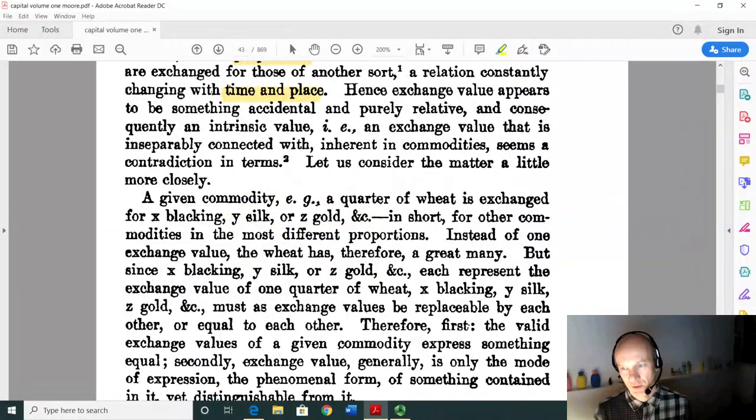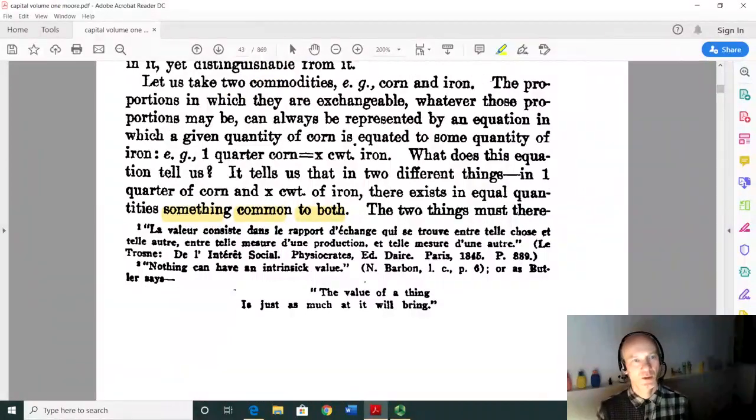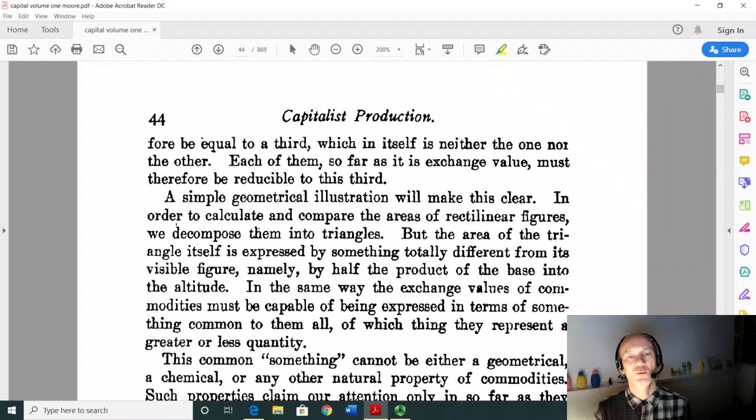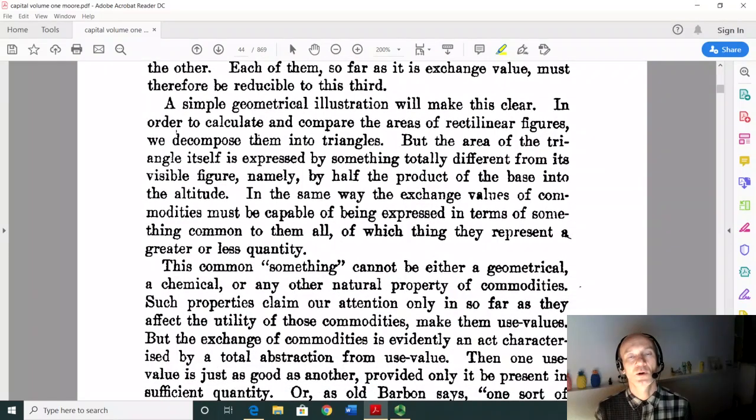Aha, here we are. So these two things, corn and iron or whatever, or silk and blacking, or what you want, must be equal to a third, which in itself is neither the one nor the other. So they must be reducible to this third thing, of which we don't quite know what it is.